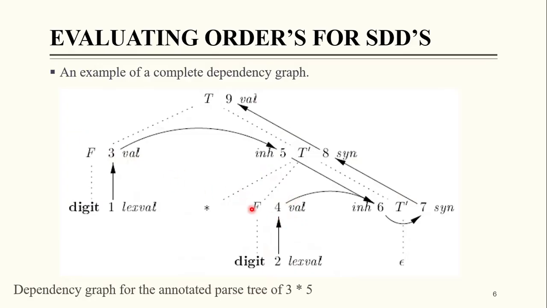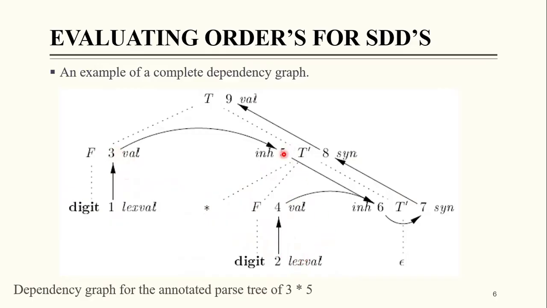And nodes 3 and 4 represent the attribute val, that is value, associated with the two nodes labeled F here. And next, the edges to 3 from 1 and to 4 from 2 result from the semantic rules that define F dot val in terms of digit dot lexval. In fact, F dot val equals digit dot lexval, but edges represent dependence, not equality.